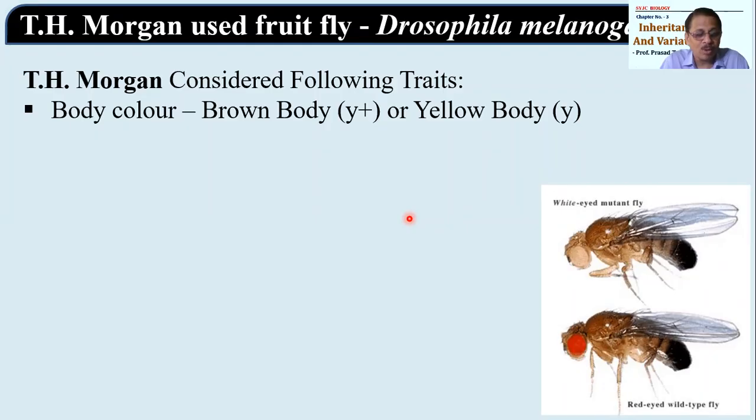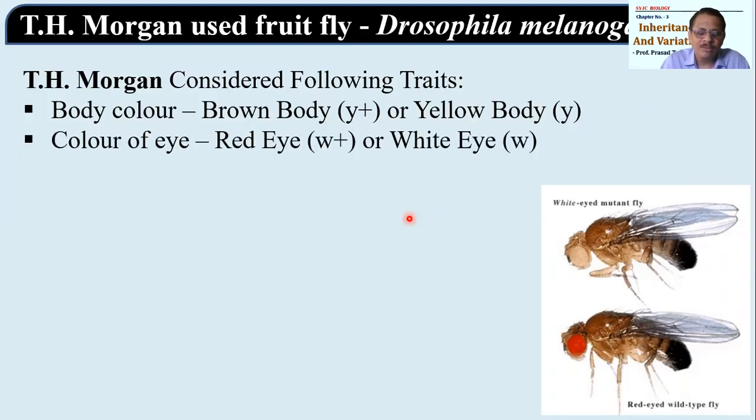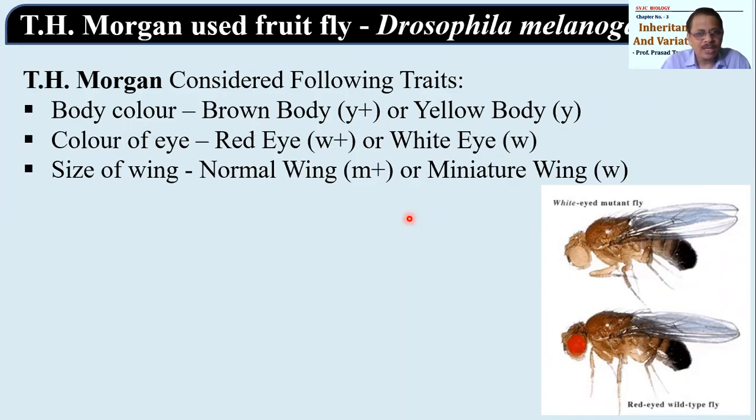For dominant trait what he says, a small letter with plus sign, and for recessive trait only a small letter. ठीक है, तो brown body being dominant character will be indicated by y plus, and yellow body being recessive character will be indicated by small y. Similarly, second trait he took into consideration, color of eye. He found that it is red or white. Red is dominant over white, and so he took W plus as red eye and W as white eye. तो क्या हो रहा है समझ में आया? रेसेसिव कैरेक्टर के लिए वो स्मॉल लेटर यूज कर रहे हैं और डोमिनेंट कैरेक्टर दिखाने के लिए उस स्मॉल लेटर के ऊपर प्लस साइन डाल रहे हैं.